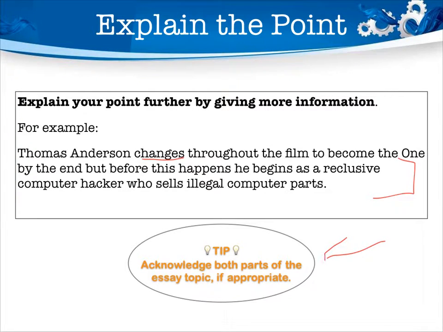Now another tip is to acknowledge both parts of the essay topic if appropriate. So you can see here that I've talked about the end, but then I've talked about the beginning as well, just so the reader knows that I will be discussing the end later on in my essay.